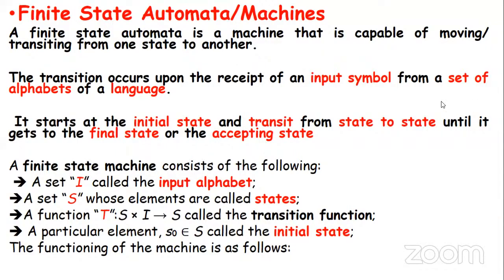We also argue that the input symbol is from a set of alphabets, right? So the input symbol is not just arbitrary. It must be from a set of alphabets. Not only that, those alphabets should have laws governing their formation, and that is a language. So it starts at the initial state and transits from state to state until it gets to the final state or the accepting state. So that is the movement of an automaton.